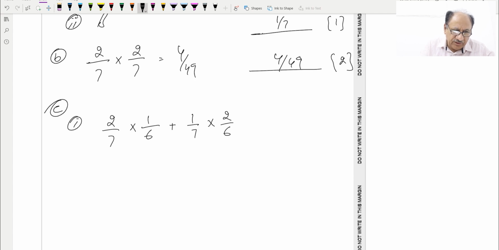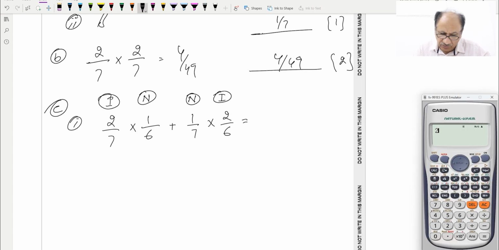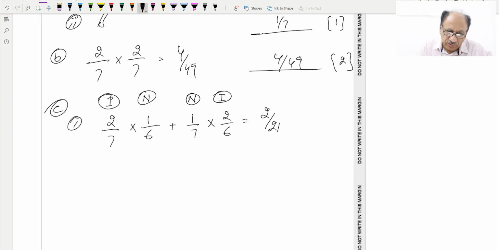Like if I explain this one, we have taken probability for I, this one for N. Now we have taken first for N and second for I. So these will be the options which we can have. So we can calculate this. This will be 2 by 7 into 1 by 6, that is 2 over 42, and the second will also be 2 over 42, which is equal to 2 over 21, and this will be the answer at the proper place, and this will be a 3 marks question.